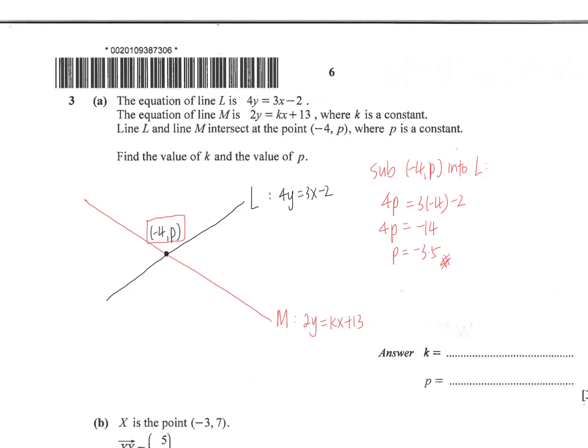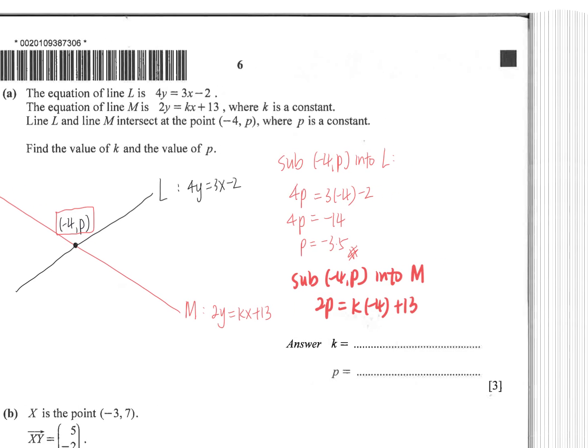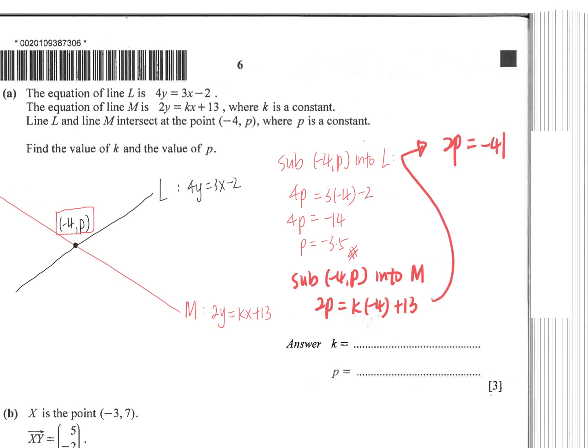Okay, I repeat the same process. I will sub minus 4p into m now. So 2y is equal to k times negative 4 plus 13. So if I simplify, 2p is minus 4k plus 13. I already know from just now that p is minus 3.5. So I put in here.